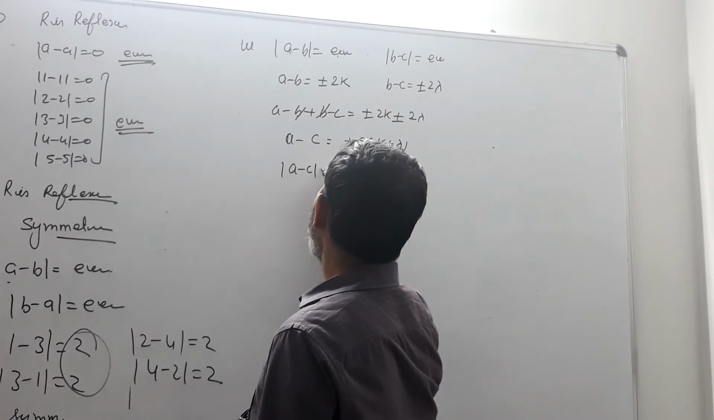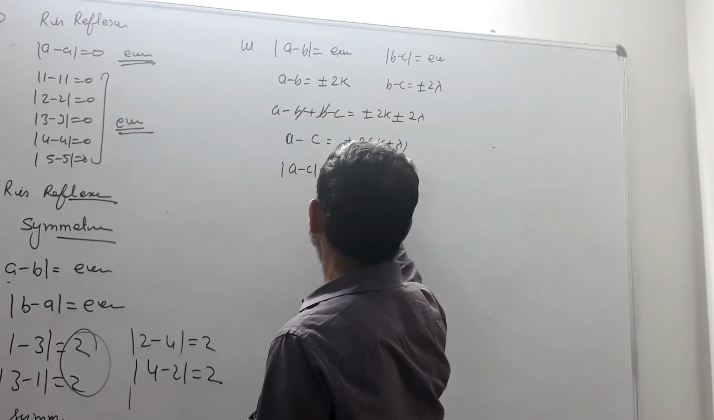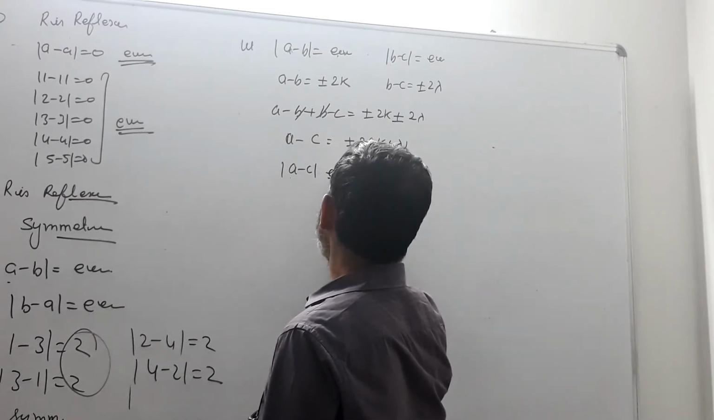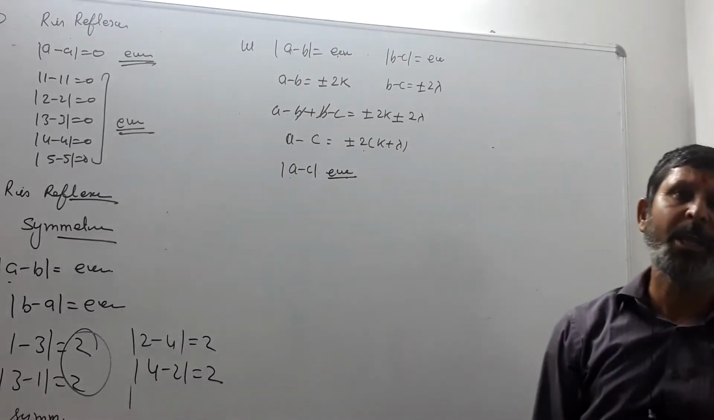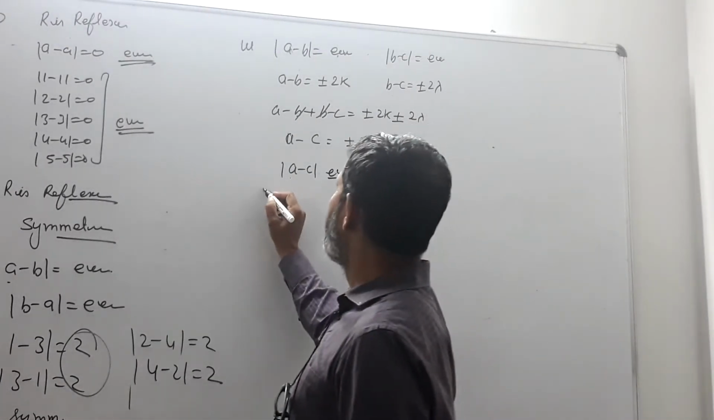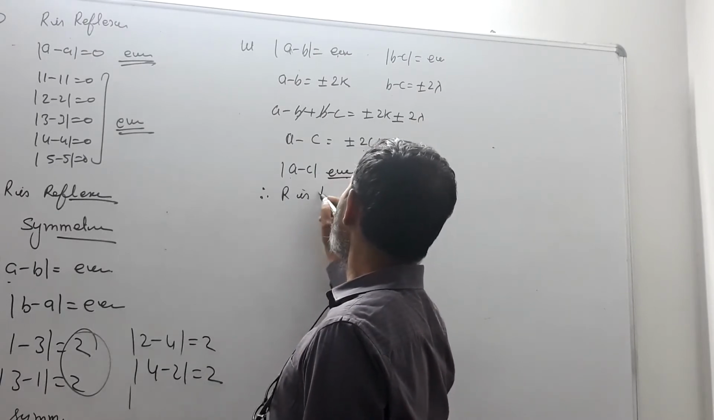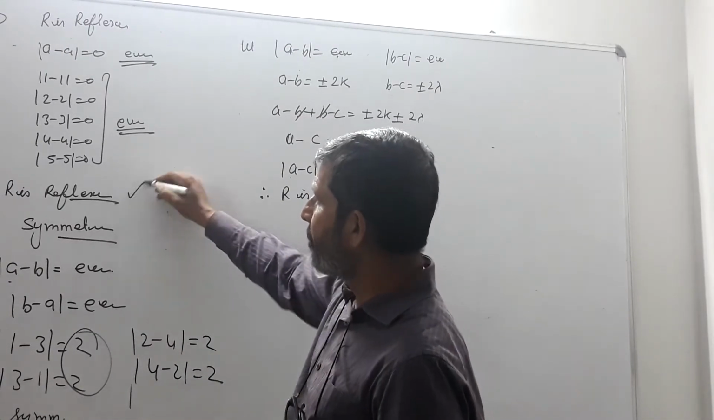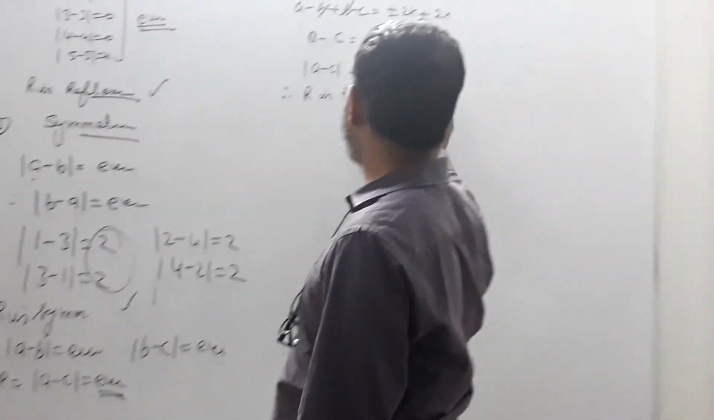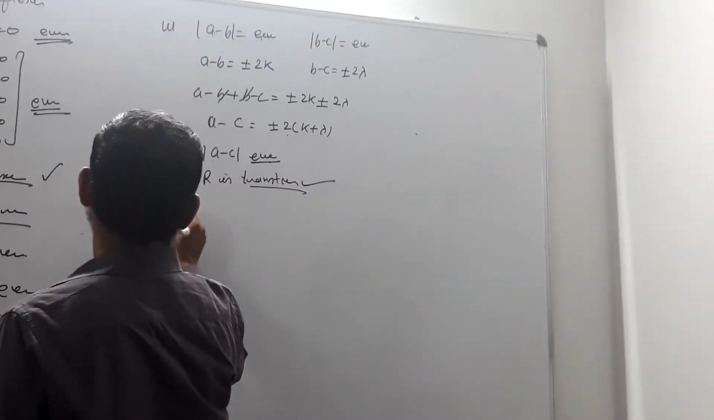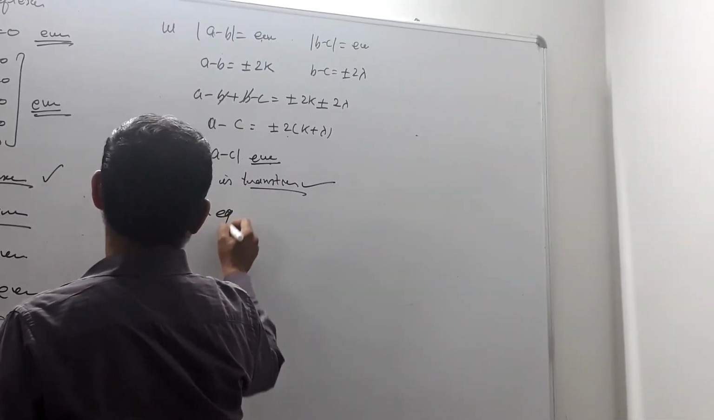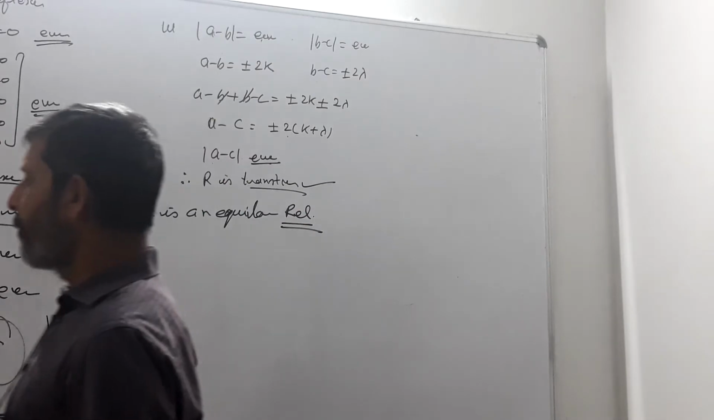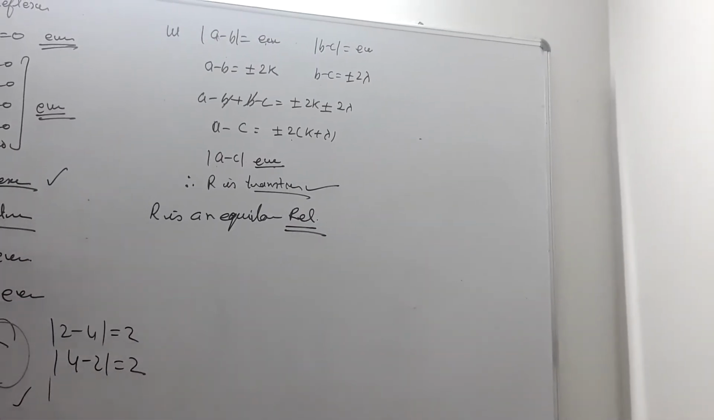Therefore, mod A minus C is also, because it is a multiple of 2, therefore A minus C is also an even number. Therefore R is transitive. Again the relation is reflexive, symmetric and transitive. Therefore R is an equivalence relation.